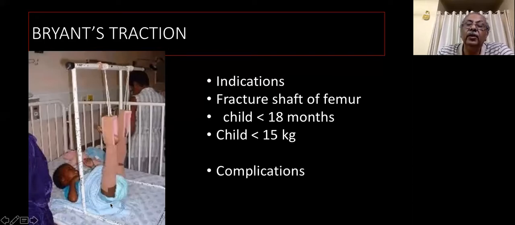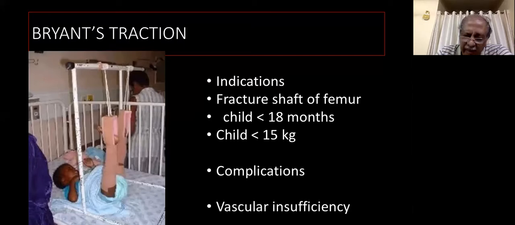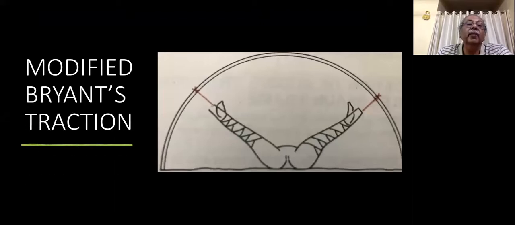The complication is usually when you apply a traction with the knee straight, it can reduce the blood flow to the limb, and even gangrene has been reported. And incidentally, it has been reported very rarely, but in the normal limb, not in the fractured limb. So vascular insufficiency has been reported, and whatever reports have come are usually in the normal limb. So this is another method of traction, the modified Bryan's traction, that is used for reducing DDH.